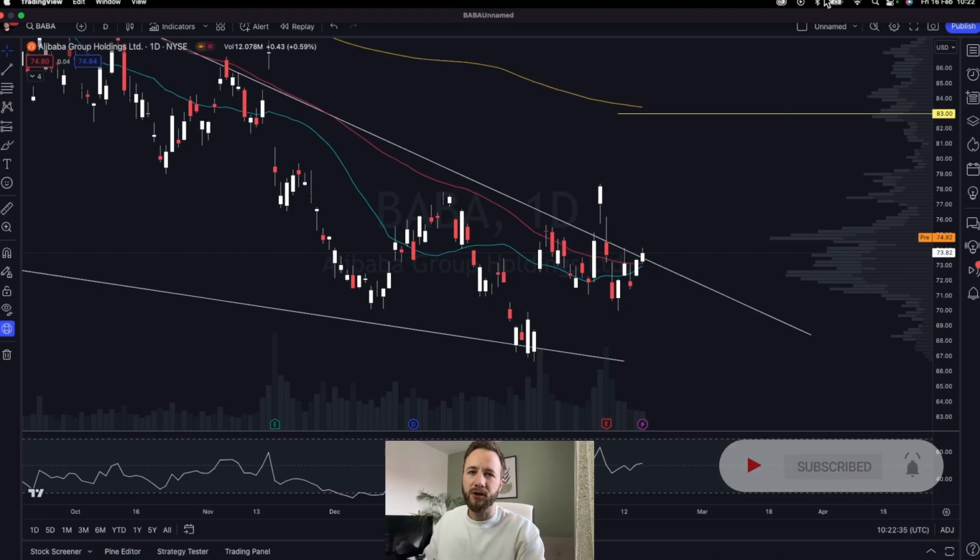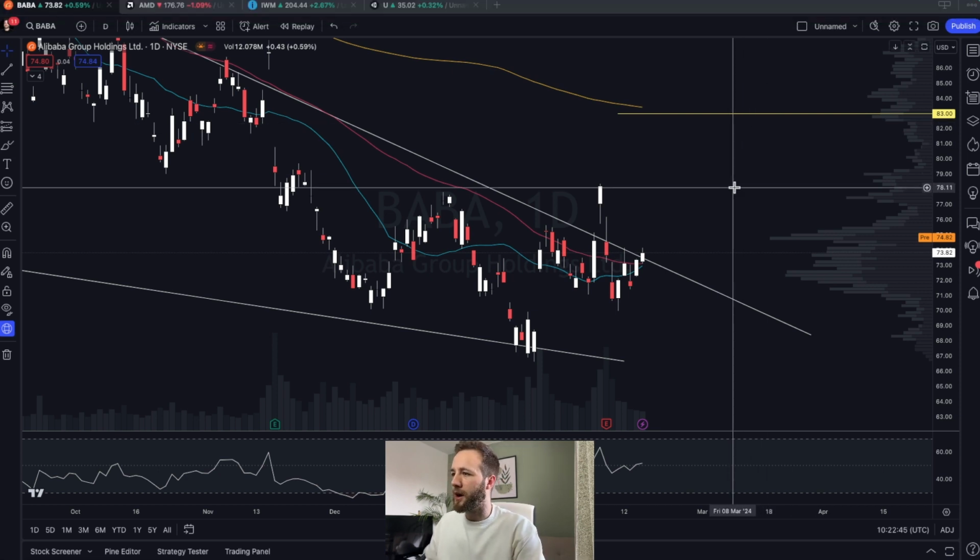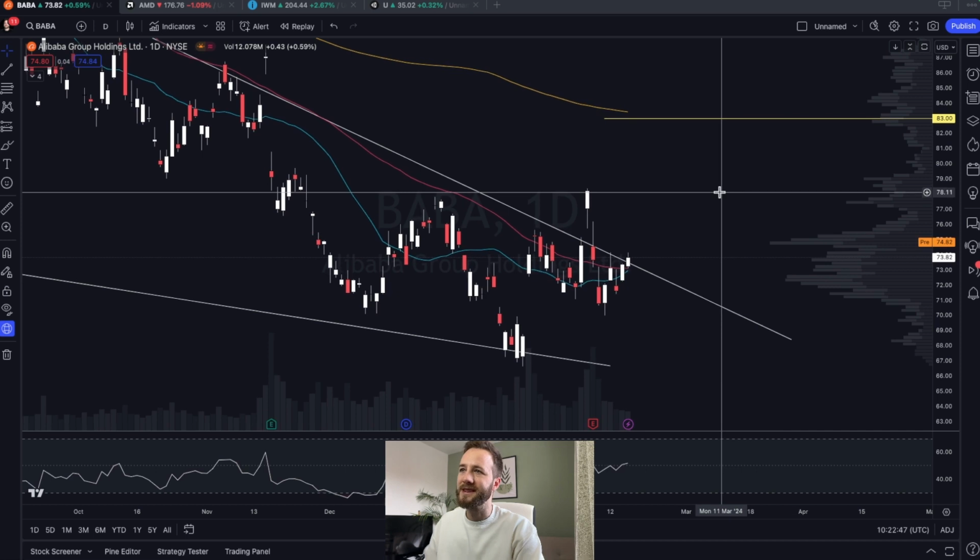So what I'm going to do here is show you three different examples, one at stage 1, one at stage 2 and one at stage 3. So basically not happened yet, happening-ish, and then definitely happened. So let's have a look at Alibaba on the screen here. You can see that this one is potentially happening.